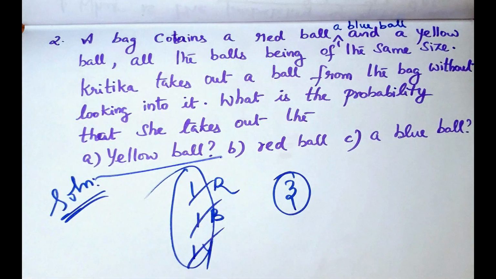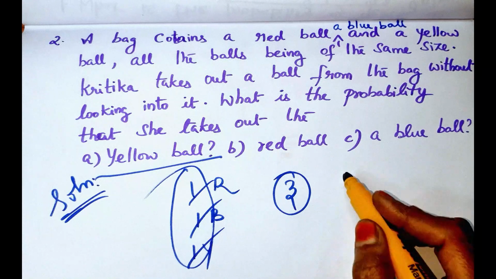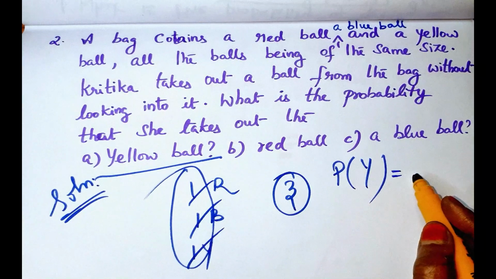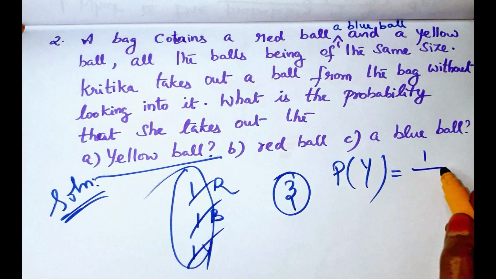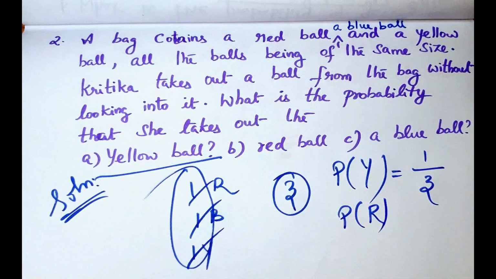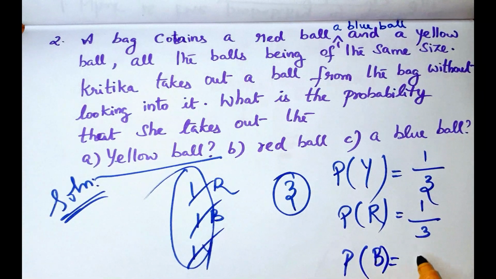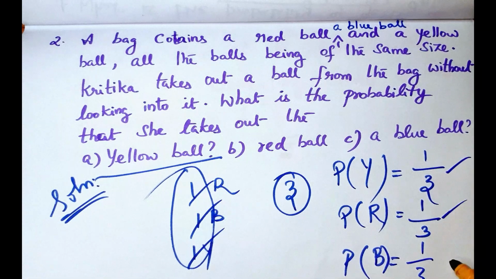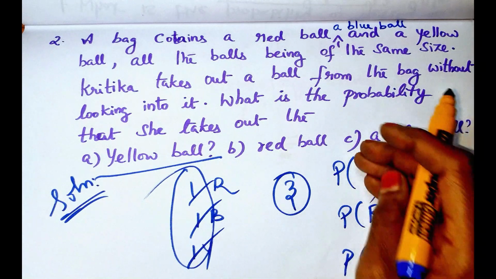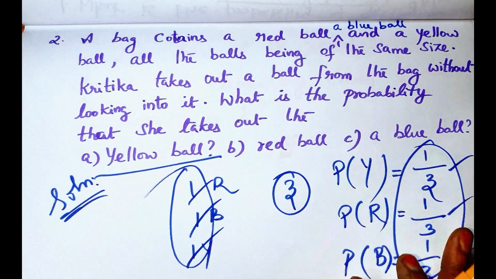What is the first question they asked? We have to find the probability of taking out a yellow ball. Let me use the symbol P of Y for yellow. How many yellow balls are there in the bag? Only 1. The total number of balls is 3. So 1 by 3. Similarly, for taking a red ball, only 1 red ball is there out of 3, so 1 by 3. And finally taking a blue ball, P of B is equal to 1 by 3. All three probabilities are the same, so here also all three events are equally likely events or outcomes.